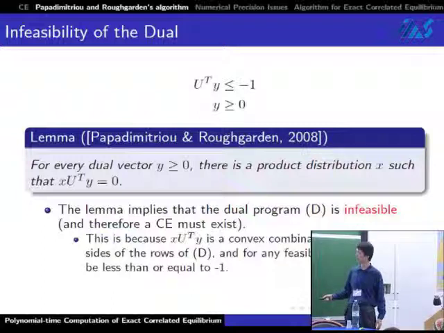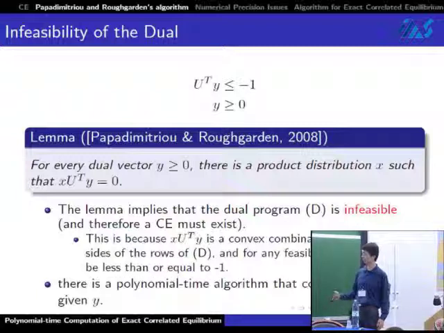In fact, this lemma implies that the dual program is infeasible. Why? This is because x u transpose y is a convex combination of the left-hand side of D, and therefore, for any feasible y, it's supposed to be less or equal to negative 1. However, it's equal to 0, therefore, contradiction, there does not exist a feasible y. Furthermore, they show that there exists a polynomial-time algorithm that computes such an x given y. In this talk, I'm not going to show the proof of this theorem or the details of the algorithm. We're just going to use this as a black box.